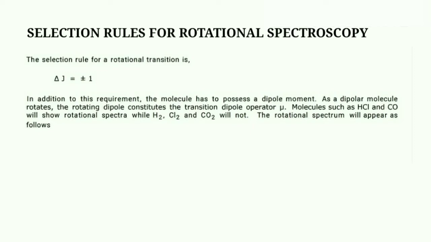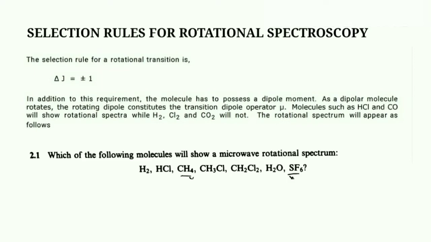In addition to this, another selection rule for rotational spectroscopy is that the molecule undergoing rotational spectra must possess a permanent dipole moment. As a dipolar molecule rotates, the rotating dipole constitutes the transition dipole operator mu. For example, molecules such as HCl and CO, which have a permanent dipole moment, will show rotational spectra, while hydrogen, chlorine and carbon dioxide will not, because these molecules are non-polar.